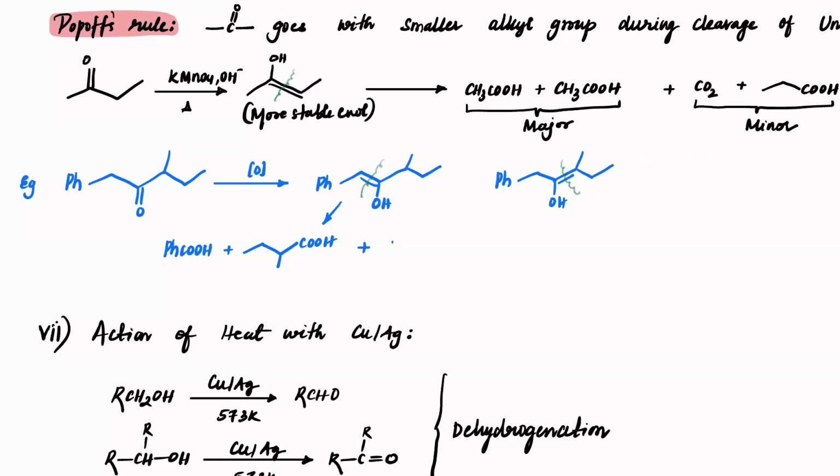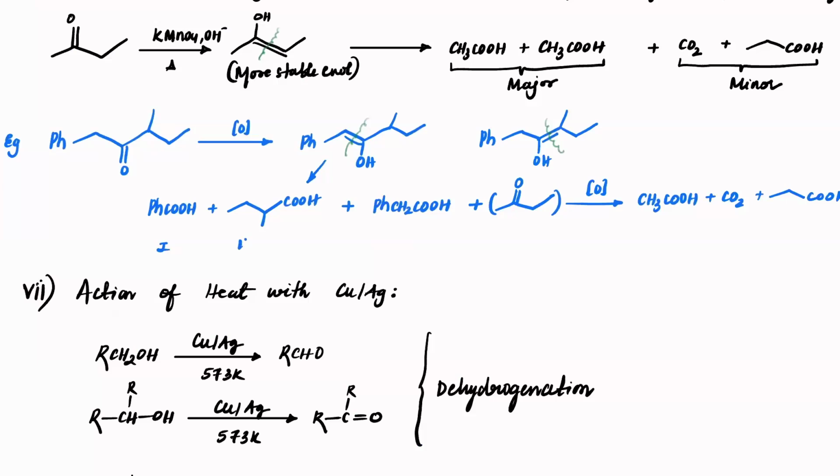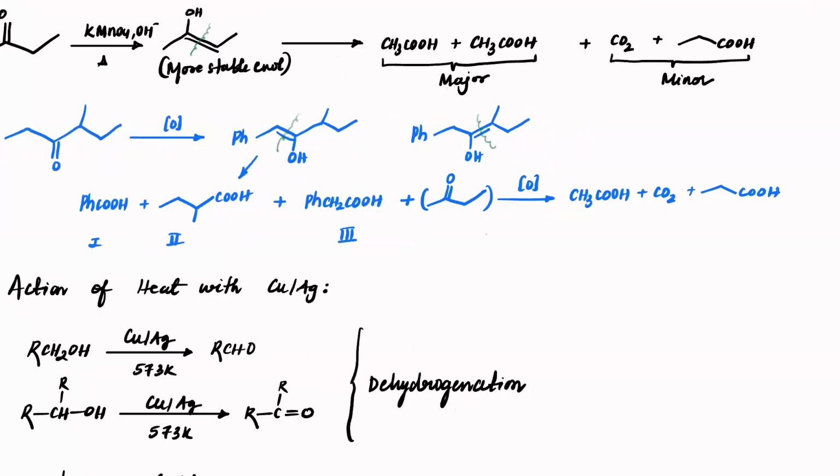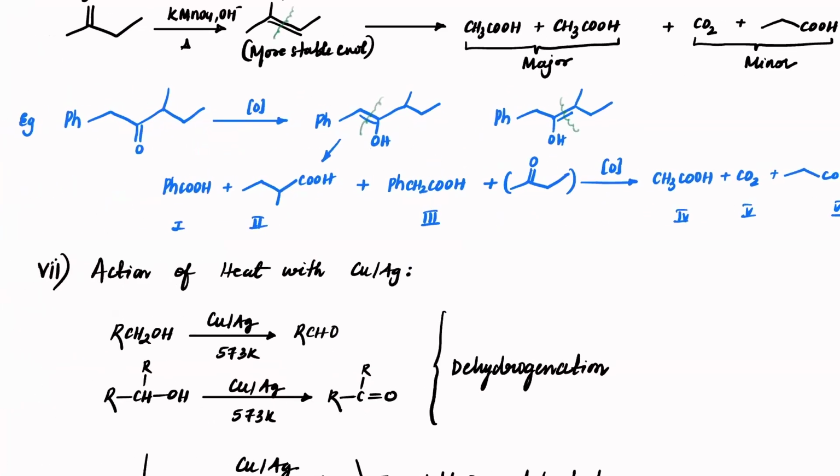Next, if you break it here, you'll get this as PhCH2COOH, correct? And on the other side, we again get a ketone, and this ketone will further get oxidized to give the same thing as above. We get CH3COOH plus CO2 plus propanoic acid. So all these are products: 1, 2, 3, 4, 5, and 6. All these 6 are products here.